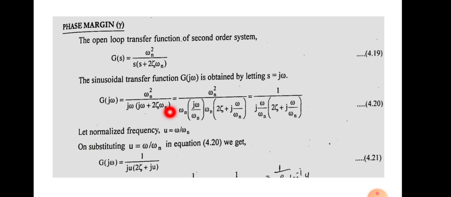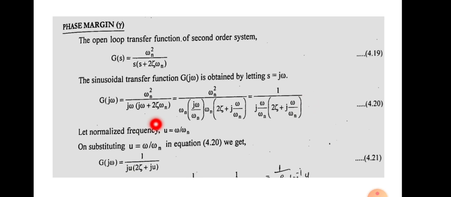plus 2 epsilon). See, in the first term we are introducing an omega_n term, so we have to divide that term by omega_n. And in the second term there is an omega_n term, and we are taking omega_n outside, so this term will become like this. So this in turn becomes 1 divided by j into omega divided by omega_n into (2 epsilon plus j omega by omega_n).